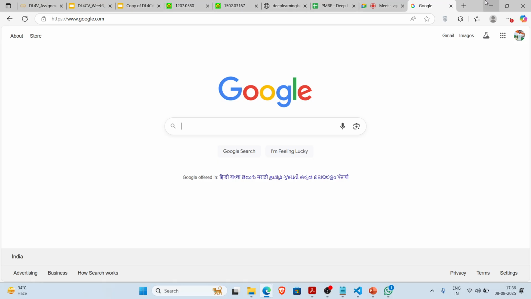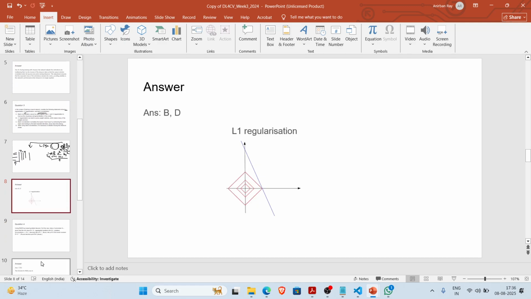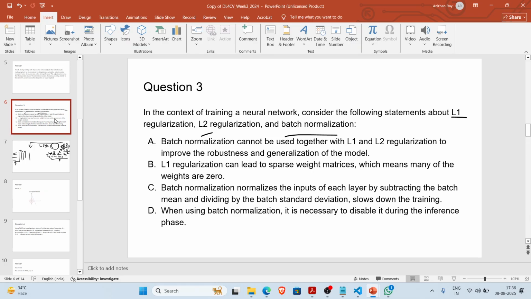This is what we have, batch normalization. This is our question here. Batch normalization cannot be used together with L1 L2 regularization. That's wrong. It can be used, okay, and there's nothing to stop it. Regularization is just so the parameters do not get too big and it does not lead to overfitting, okay. And batch normalization is for robust learning, okay.